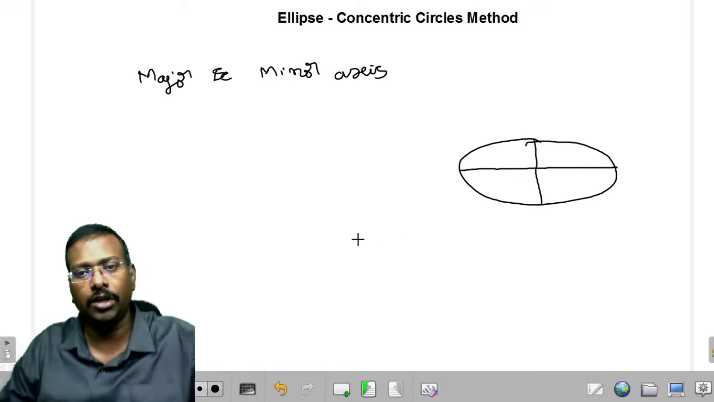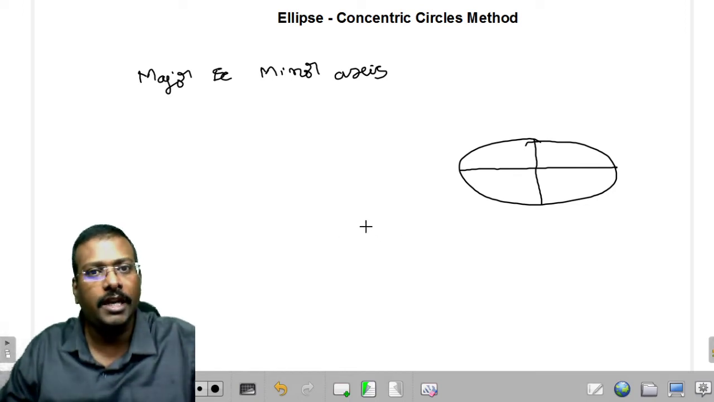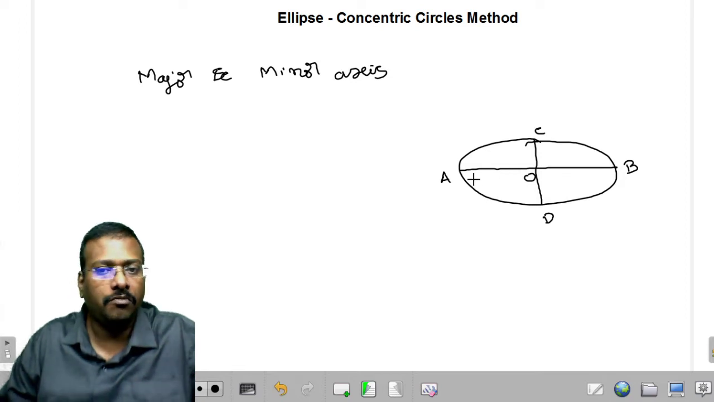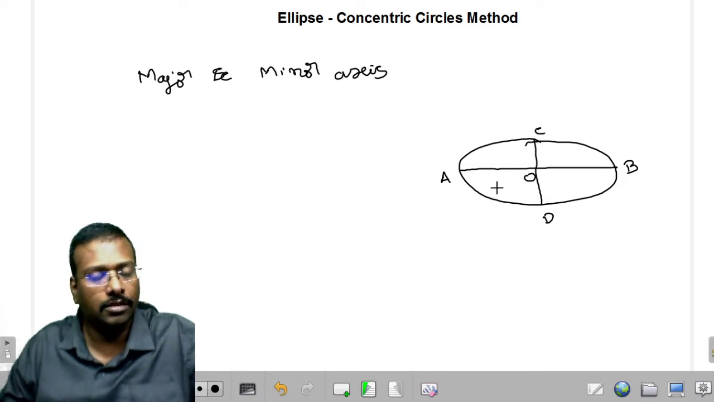So in this particular procedure, I am not taking any numericals. Simply I will explain with the help of major axis and minor axis words only. For example, the center I am assuming as O. AB is the major axis, CD is the minor axis. Then how we have to construct the ellipse, we will check it out.